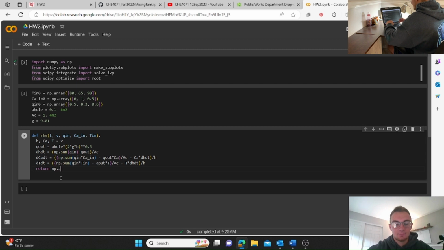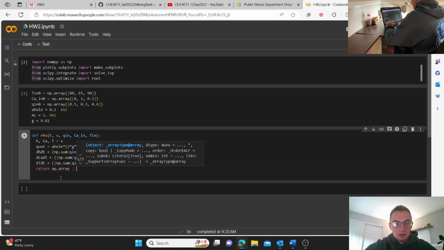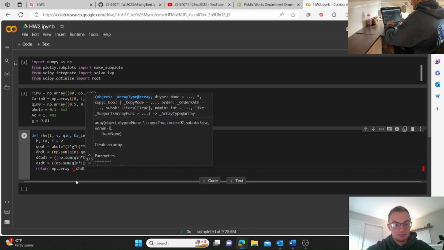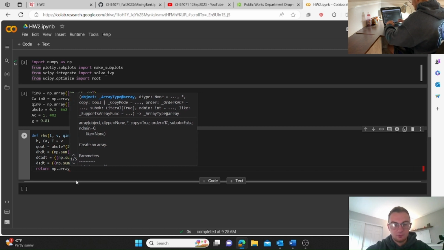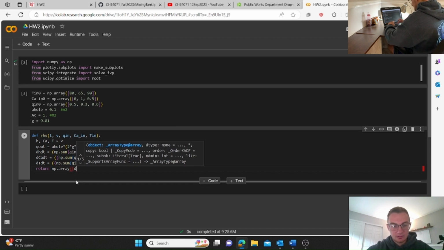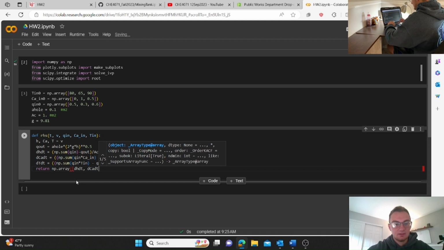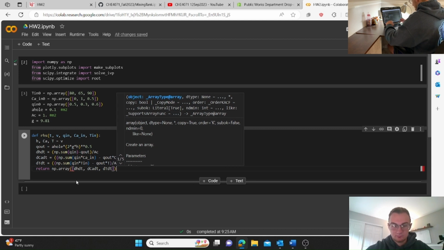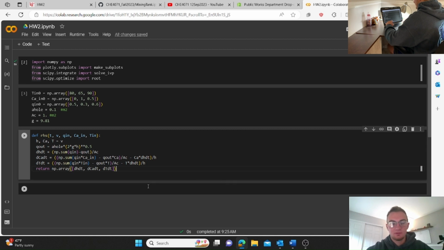So I have an array here. And first we'll have dh dt, right? I believe I need to move this over. So dh dt, followed by dca dt, followed by dT dt. Oops. Okay, let's make sure this runs.